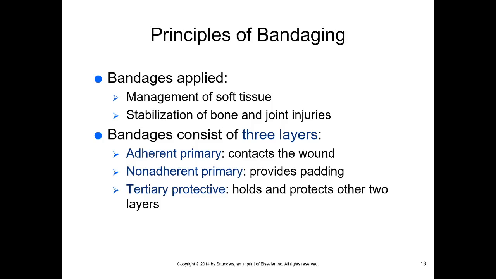Some principles of bandaging. Bandages are applied to manage soft tissue injuries, but also to stabilize bone and joint injuries. Bandages consist of 3 layers. The adherent primary contacts the wound. It's not necessarily sticky, it just is directly in contact with the wound. Non-adherent primary provides padding to the bandage, and the tertiary protective holds and protects the other 2 layers.